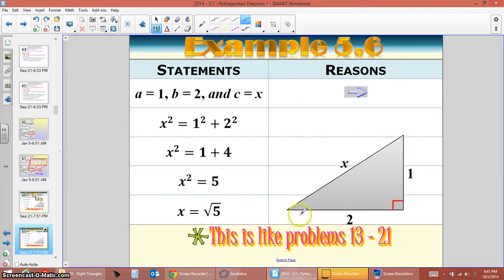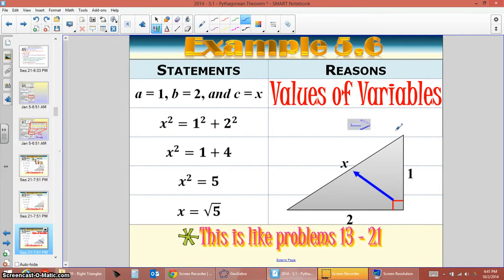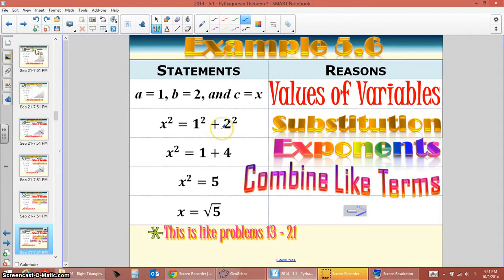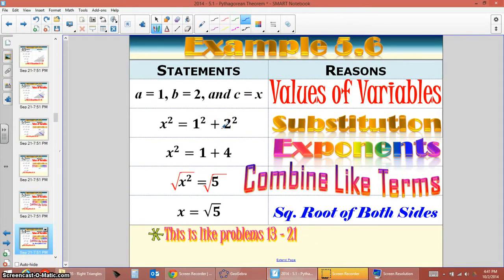Here, let's look at this question. I've got 1, 2, and x. So I find my values and plug them into my equation. Notice how x is c, it's across from the 90. So I say c squared equals a squared plus b squared, or x squared equals 1 squared plus 2 squared. That's substituting in. Then I handle the exponents, combine like terms, square root both sides, and I get my answer. Pause if you need to.